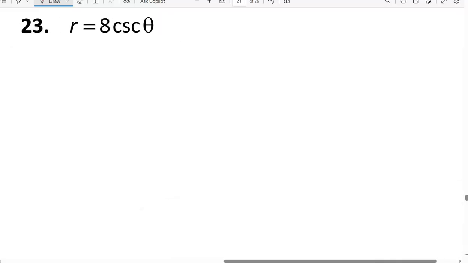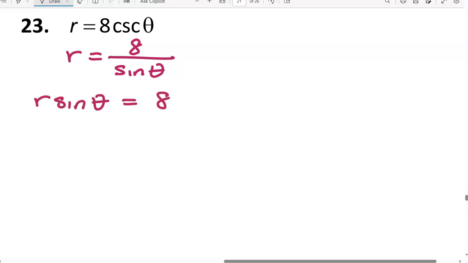For number 23, r is equal to 8 times the cosecant of theta. That's best rewritten as 8 divided by the sine of theta. Now if we clear the fraction by multiplying through by the sine of theta, we get r times the sine of theta is equal to 8. r times the sine of theta can be replaced with y, so the equation in rectangular form is y equals 8, which is the equation of a horizontal line.